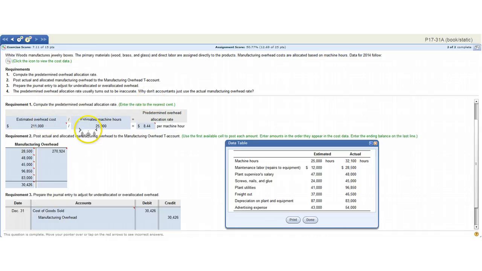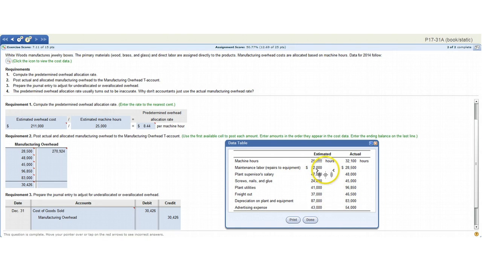So the first thing it says is let's figure out the predetermined overhead rate, because that's how overhead is going to get applied or allocated. You did that right. Oh, I'm sorry, you didn't do that right. This one is our estimated overhead cost, and I think this was a little bit tricky. We had to know which one of these things was overhead. So anything related to our production is going to be overhead.